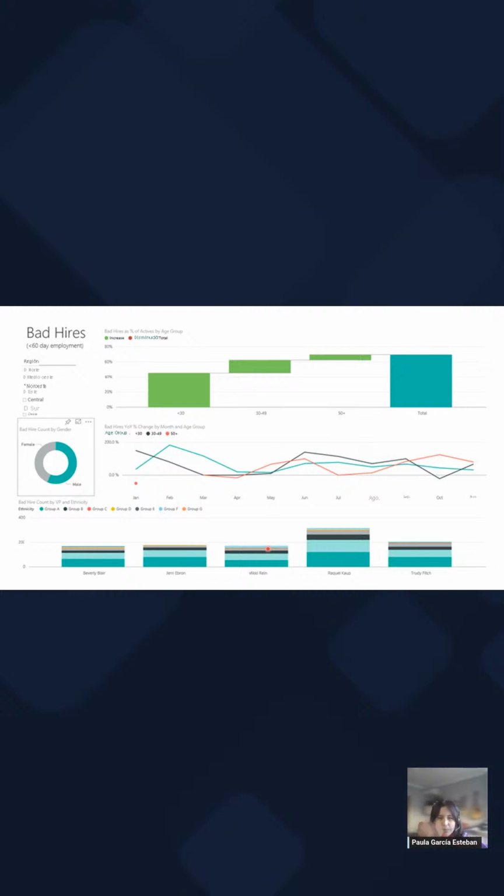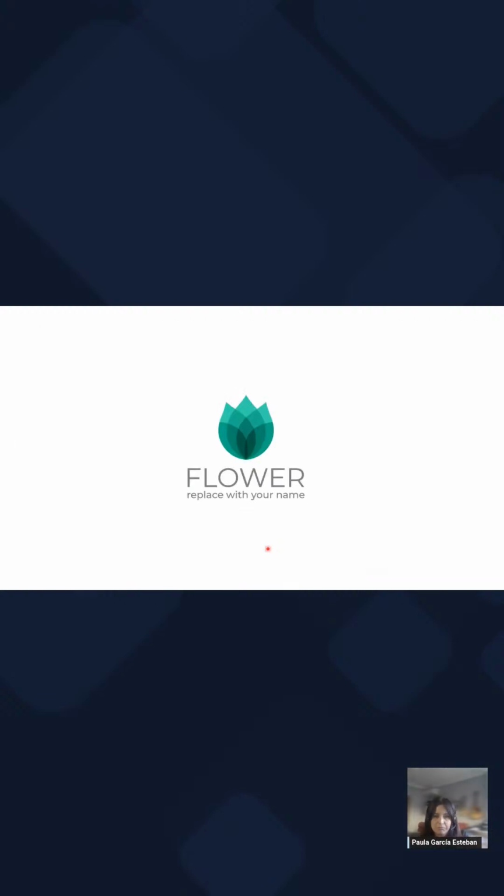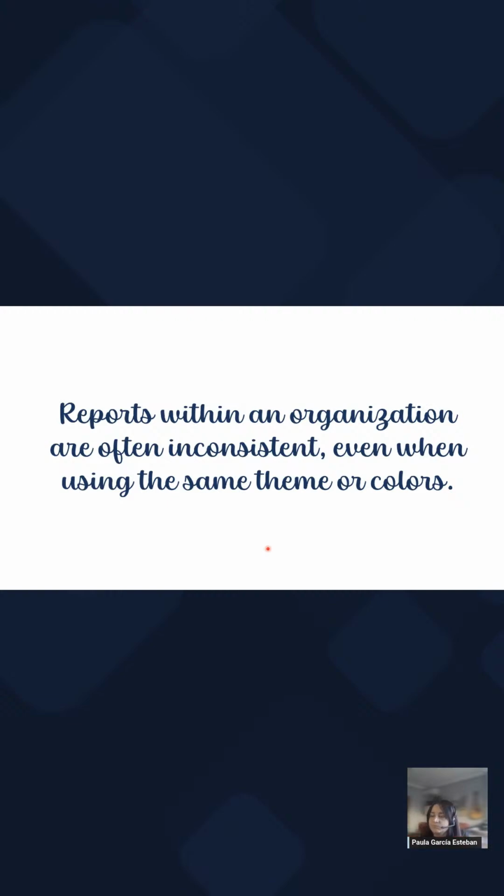And again, in this hypothesis, imagine this is our logo. Apparently, everything's okay, it's enough to be published, okay? But, well, the main idea is that reports within an organization are often inconsistent, even when using the same theme or color. Why? Because themes in Power BI are limited in a way and force us to define colors, fonts, sizes of the fonts. But a whole theme, or a design system, should be more, okay?